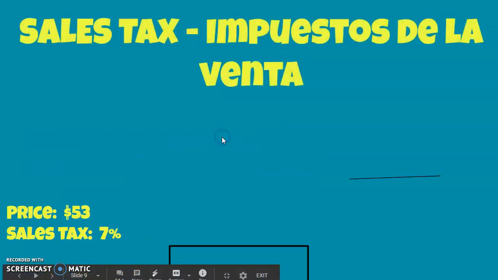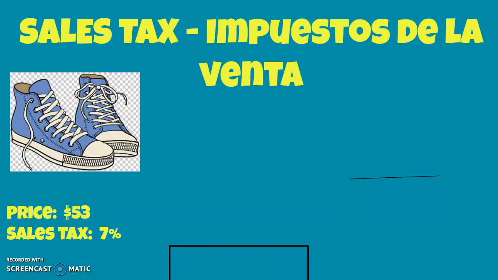So, let's say I want to buy these tennis shoes. Quiero comprar estos tenis. The price is $53. Cuestan $53 y el ingreso de la venta es 7%. The sales tax is 7%.